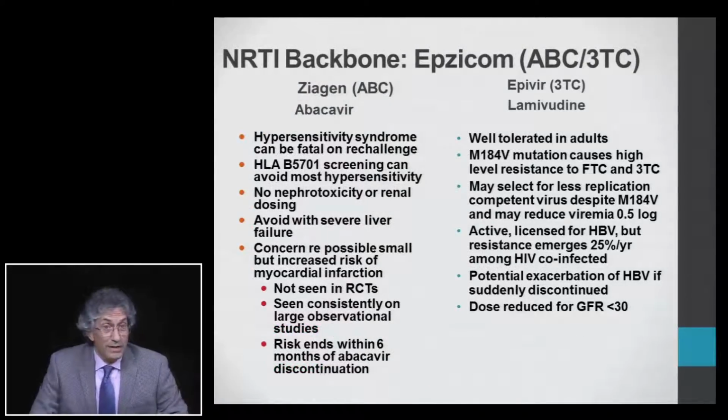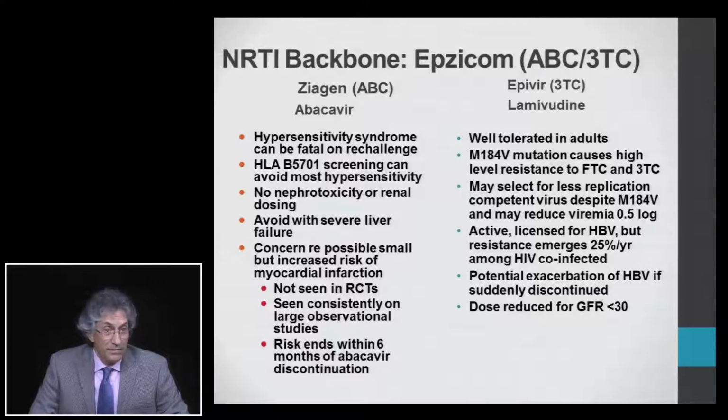So the other nucleoside backbone, the one in the first line with Triumeq, is a combination of abacavir or Ziagen, abbreviated ABC, with lamivudine or Epivir, abbreviated 3TC. These drugs come together as a tablet called Epzicom, and they come together with dolutegravir in the tablet called Triumeq, which is the one we'll really be talking about when we look at drug regimens. So abacavir is quite strong on the virus. It's quite effective, but it has a couple of issues.